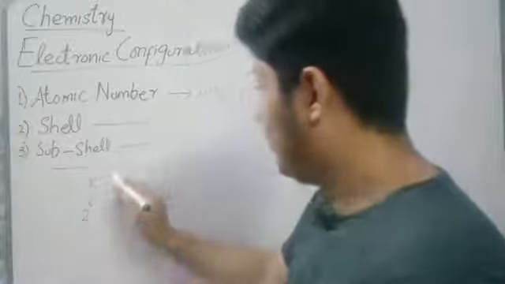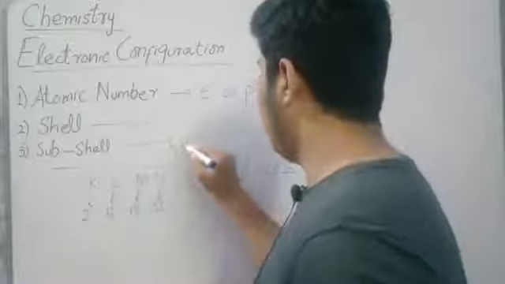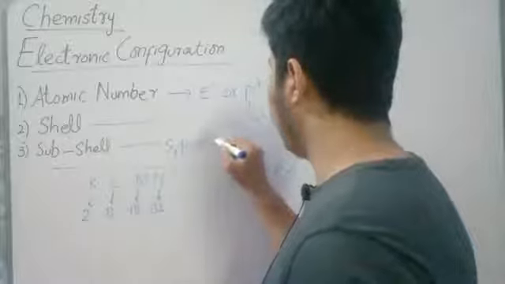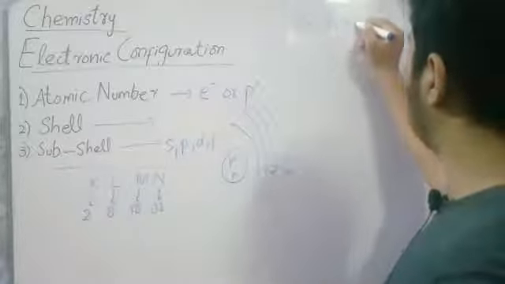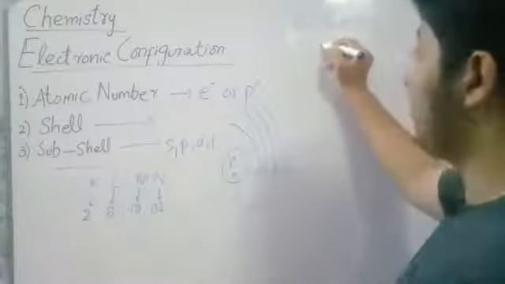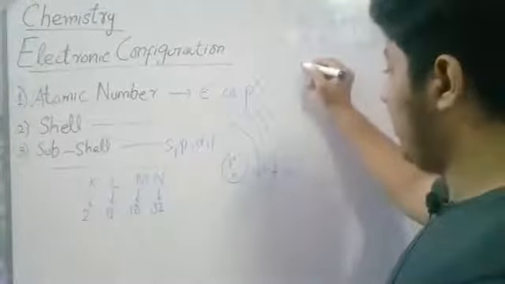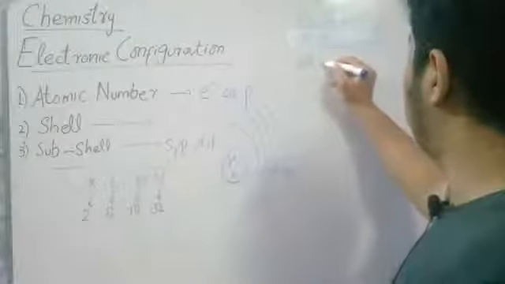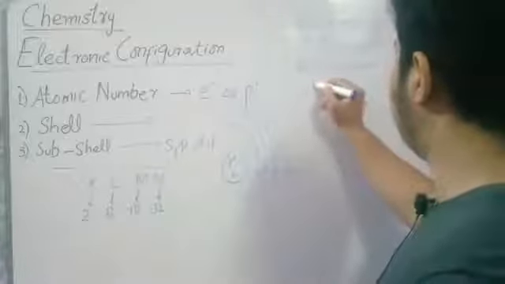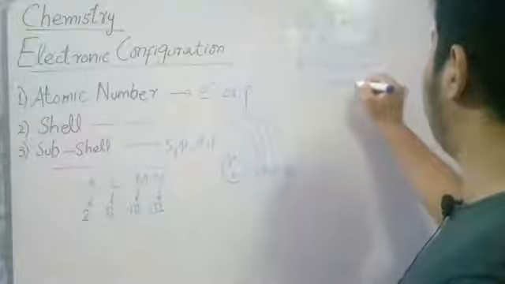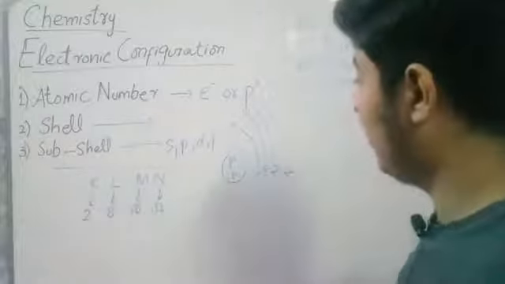They are further divided into subshells: S, P, D and F. S stands for sharp, P stands for principal, D stands for diffused, and F stands for fundamental. They are subshells of a shell.